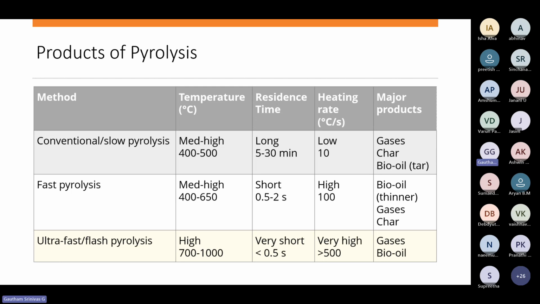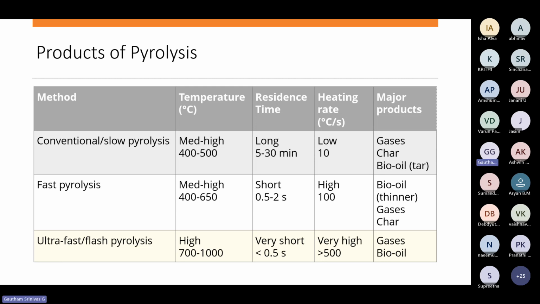So during flash pyrolysis, it's a very high heating rate. Mostly we produce gases and bio oil only. We produce very little char, but most of it is gas. Bio oil is also very low. It has very high temperature and very low residence time, like less than 0.5 seconds.